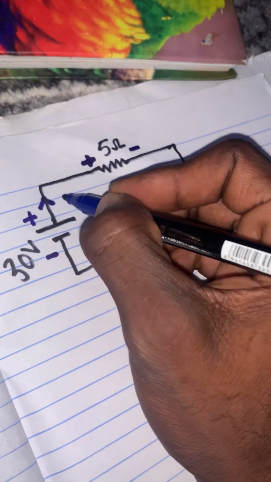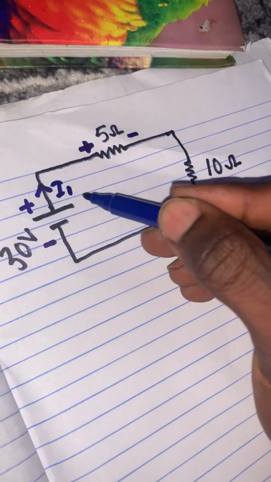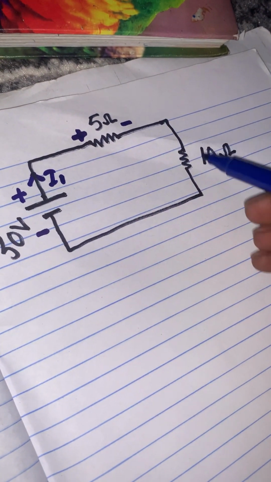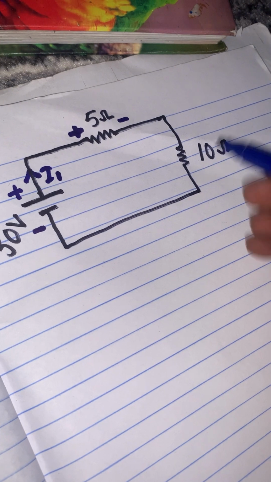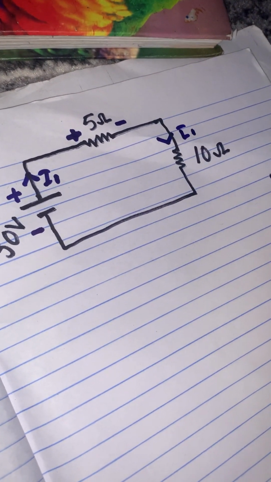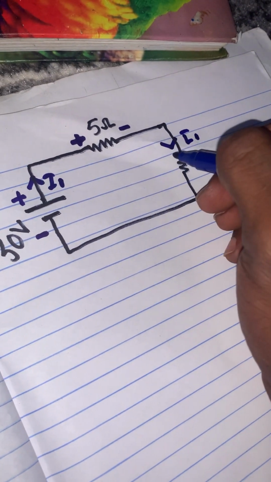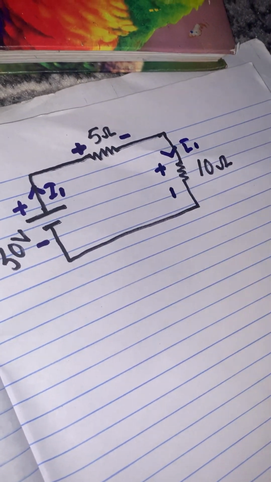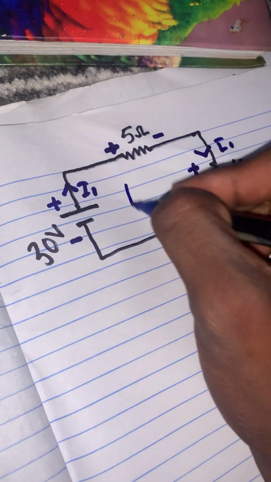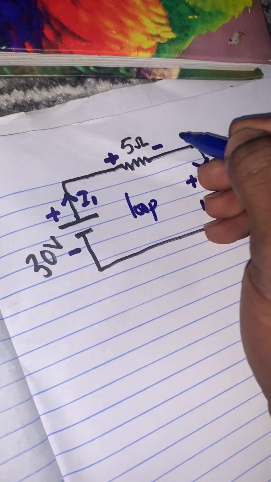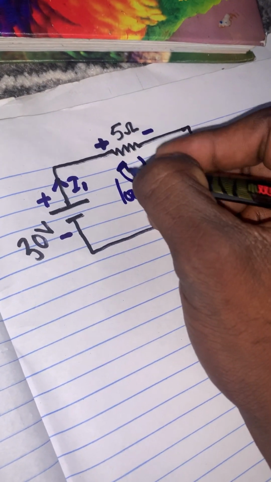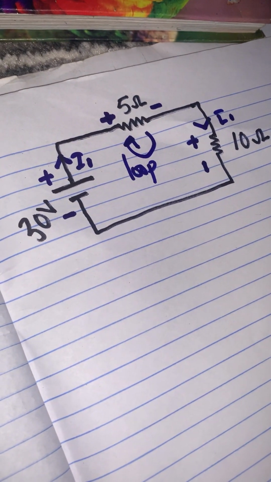So this current, let's call it I1, keeps flowing. It enters the 5 ohm resistor, moves out and enters the 10 ohm resistor. Still I1 enters the 10 ohm resistor, and from where? From positive to negative. So now you can choose: are you going to take this loop in the clockwise direction or anti-clockwise direction? Let's solve this in the clockwise direction.